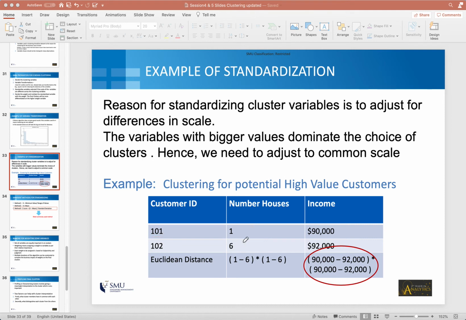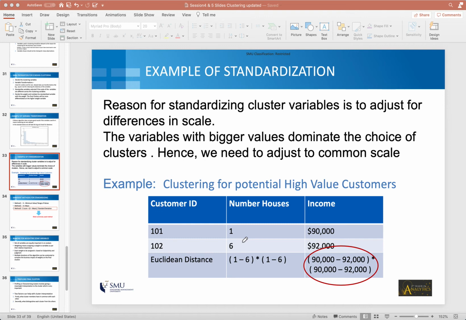So what we're saying is that sometimes there could be a lot of difference in the absolute value of the columns. If you think about the spread or the scale of values that number of houses can take, it will be maybe from 0 to 10 or something like that. But if you talk about income, it's going to be in tens of thousands of dollars. So small differences in income can be very high in scale.